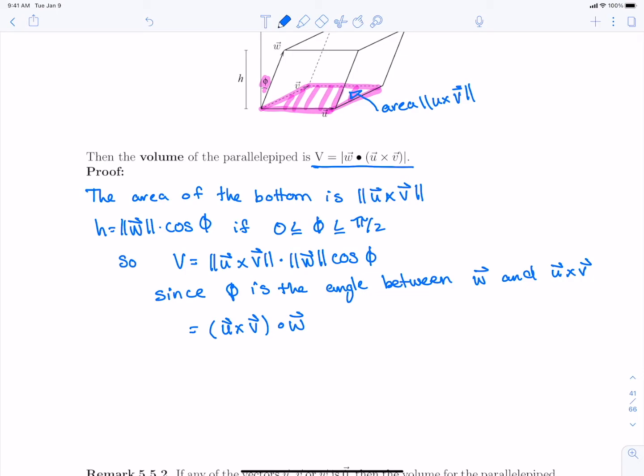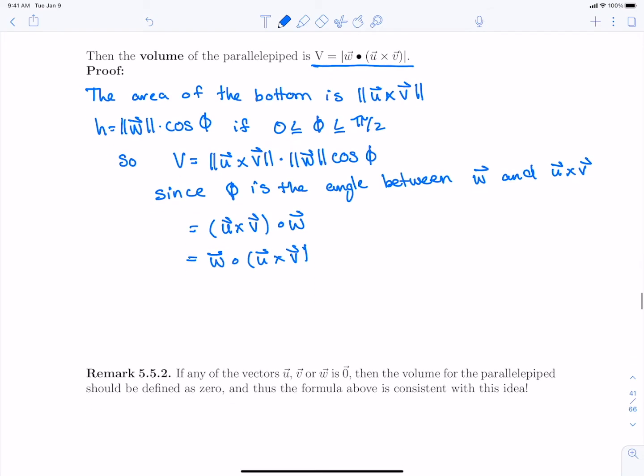So recalling our formula for finding the dot product, the magnitude of one vector times the magnitude of the other vector times cosine, well, that's equivalent to saying the dot product between those two vectors. And we could also just rearrange this because dot product is commutative.